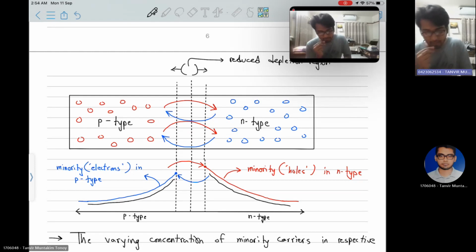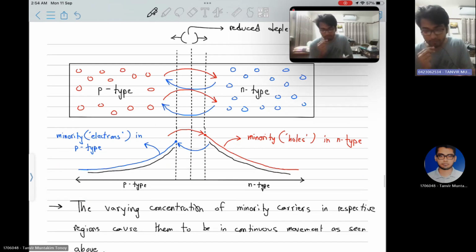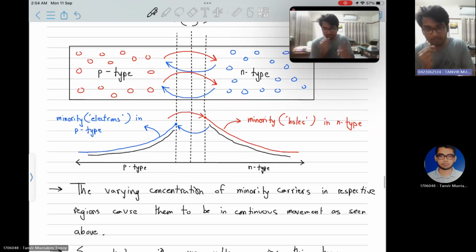And this stays like this. This does not change with respect to time. The concentration always remains like this. However, the concentration is different at each position. That means diffusion is possible. And that's exactly the kind of current that flows through the diode in the forward bias state.